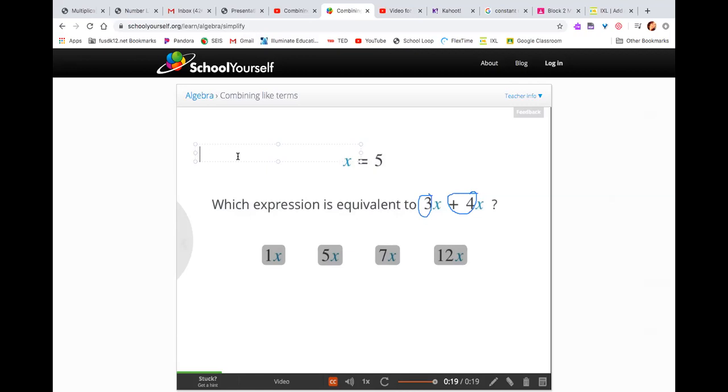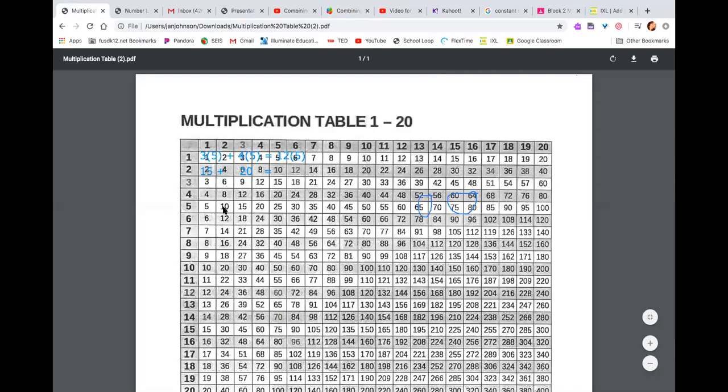So I'm going to put my box here, and we can do it all with numbers. I could say 3 times 5 plus 4 times 5, and then I'm going to put equals 12 times 5, because we said 12x. Now we're simplifying, right? 3 times 5 we said is 15. 4 times 5 is 20. And what is 12 times 5? So 5 times 12 is 60.